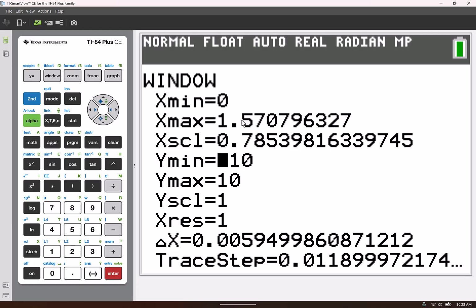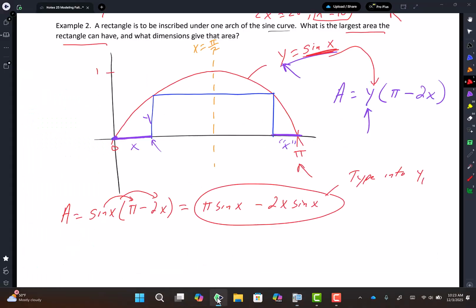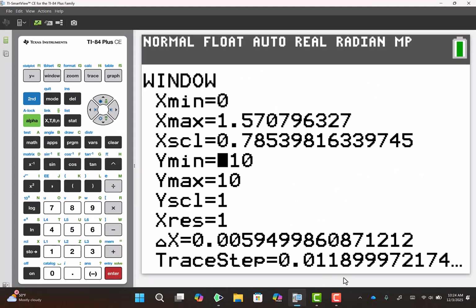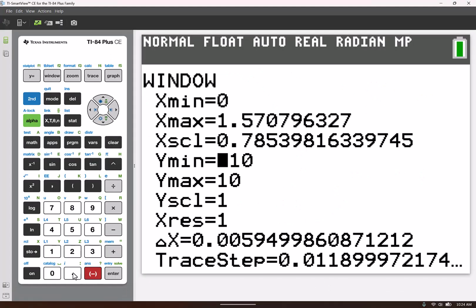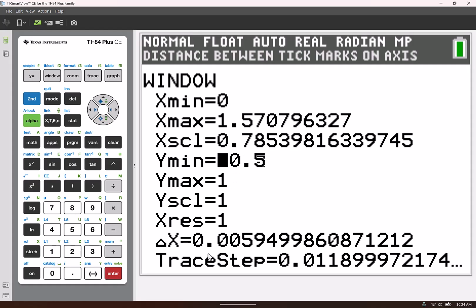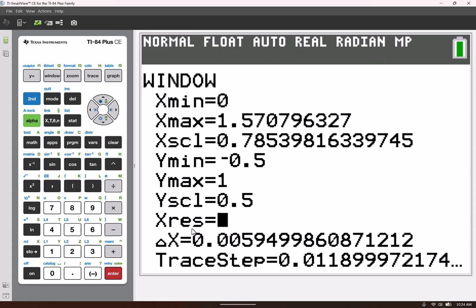Let me show you. What's the biggest that this x can be right here? Well, if you max it out, I guess. Oh, okay, I understand. And then for the y value, guys, you can put like negative 0.5 and 1. It's probably going to be a lot less than that. What do you put for x scale? Pi over 4. It doesn't really matter for x scale. And then y scale 0.5, if you want. You don't have to. X resolution, leave it like this. Don't mess with the delta x and then trace step.